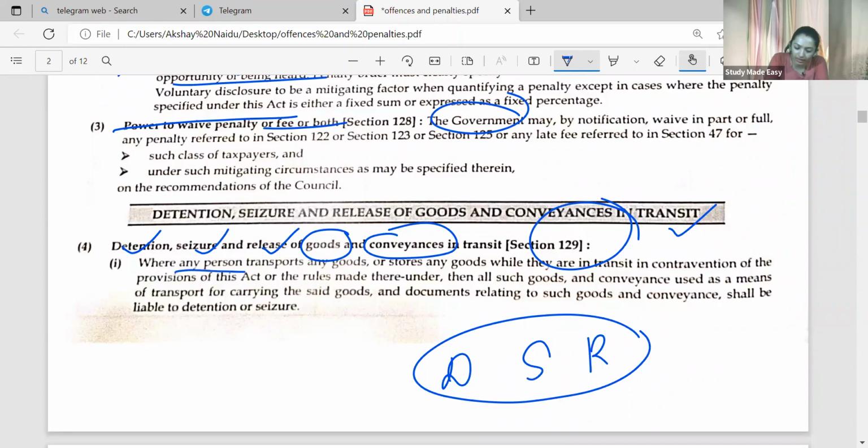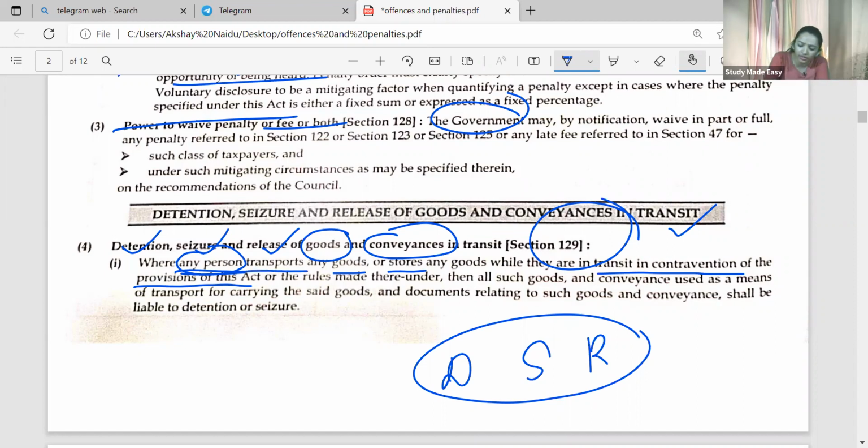Where any person transports any goods, stores any goods, while they are in transit, in contravention to the provision of the act. When it is written "any person", that means it could be a taxable person, it could be an unregistered person. Even if I am unregistered, I am driving a truck, carrying goods that are liable to confiscation, then the penalty will apply to me also. For this section, it is not needed that you should be a registered person or taxable person.